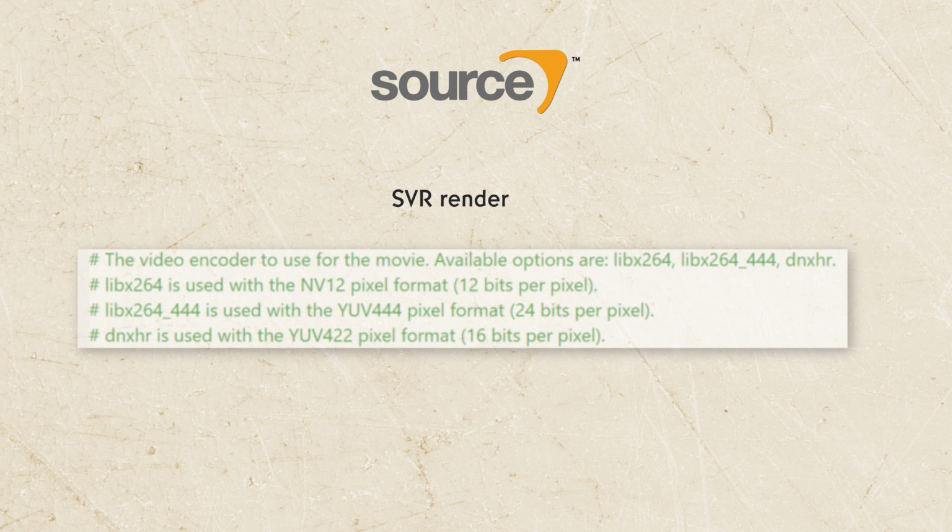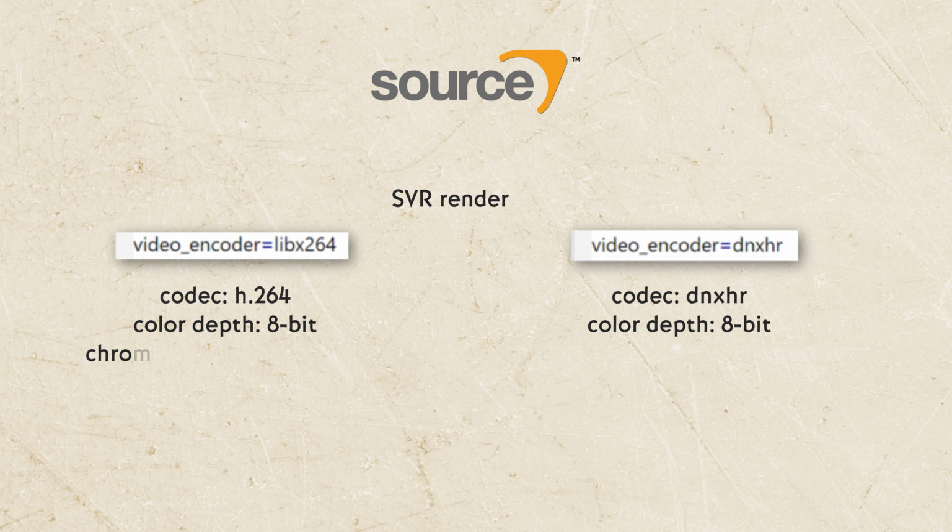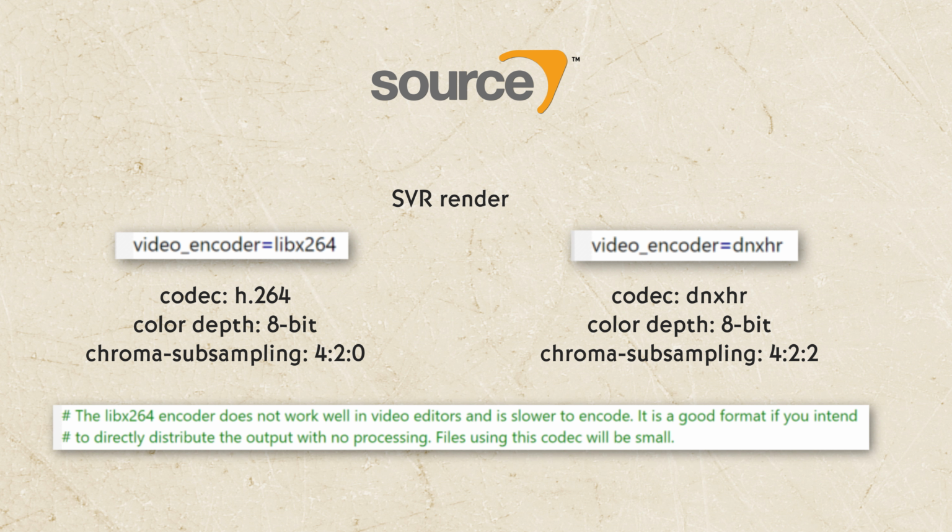The first produces a video in the H.264 codec, the other, well, in the DNxHR codec. As I said, both will render in 8-bit color depth. libx264 will result in 4:2:0 subsampling, DNxHR in 4:2:2. As you can see, libx264 produces a video exactly like you would want to upload directly to YouTube. And that's why Crashfort, the programmer behind SVR, recommends it for this exact use case.